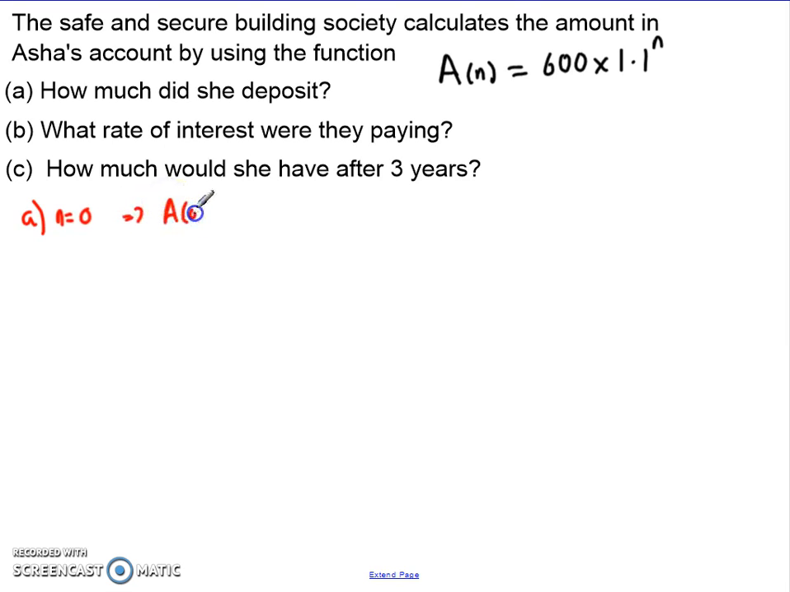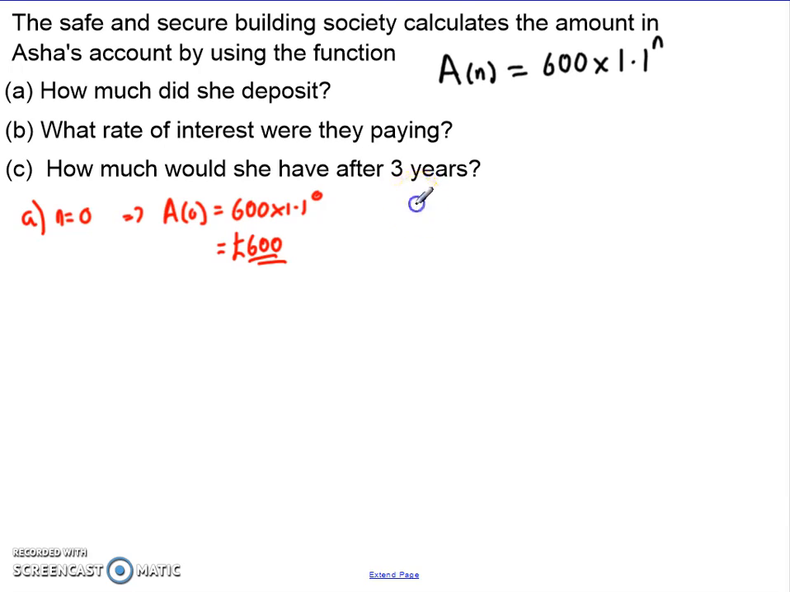So in this case, A of 0 equals 600 times 1.1 to the power of 0. Now, anything to the power of 0, any number in the world to the power of 0, is 1. So it's 600 times 1. So her deposit was £600.